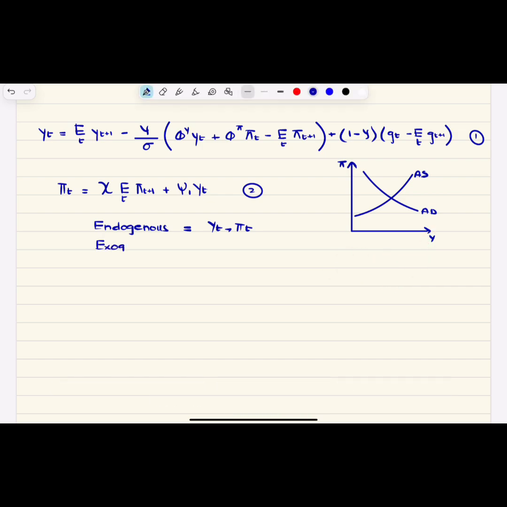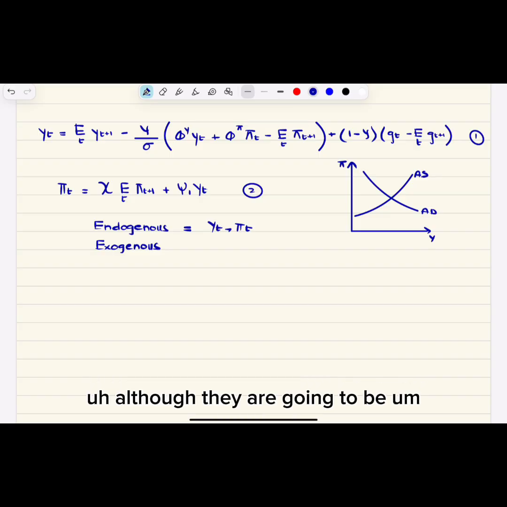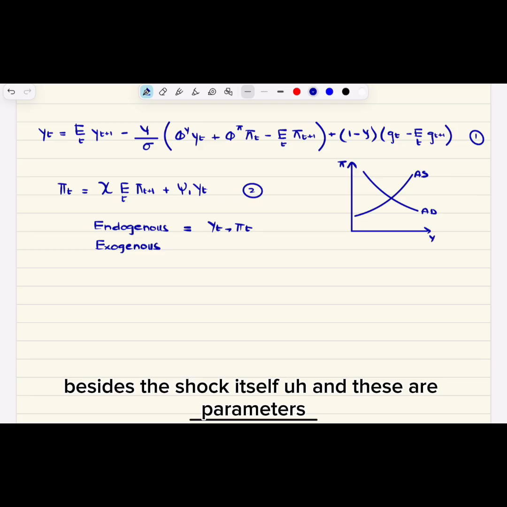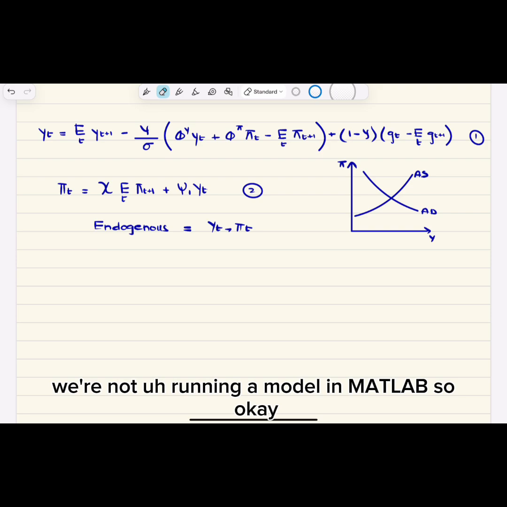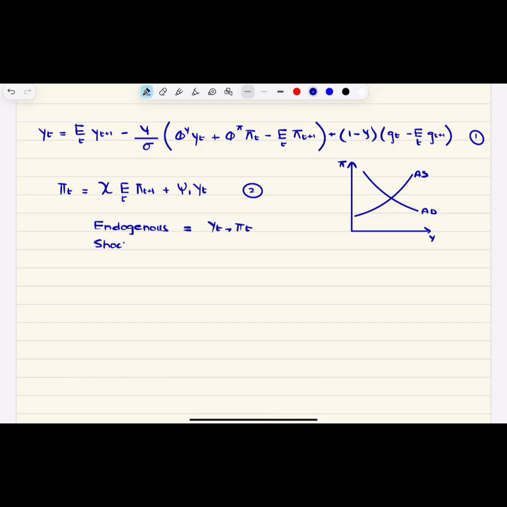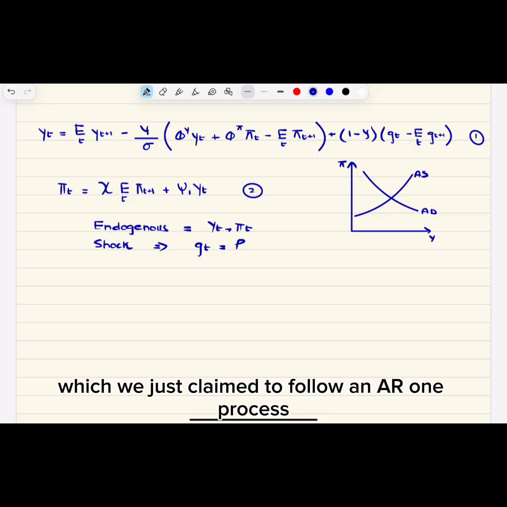Exogenous. Actually, in this model, we don't need to state the exogenous variables, since we don't have any past values, so we don't have any exogenous variables besides the shock itself. And these are parameters. We don't need to mention all of this. We're not running a model in MATLAB. The next thing that I need to state is the shock. The shock is basically on government spending, which we just claimed to follow an AR1 process.